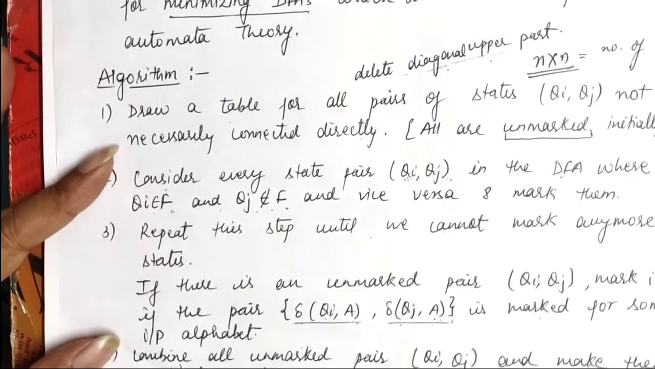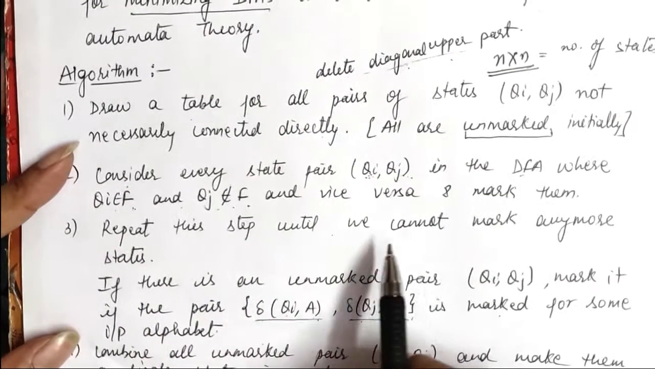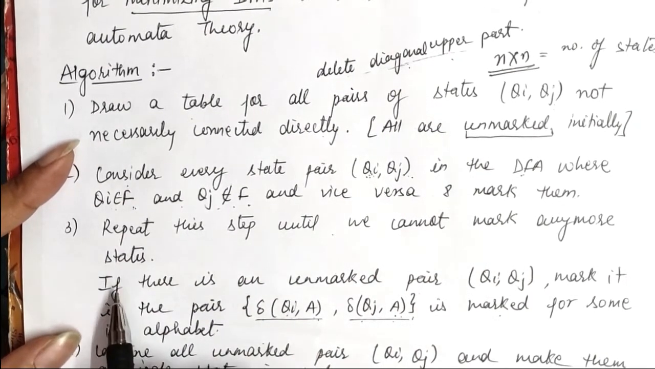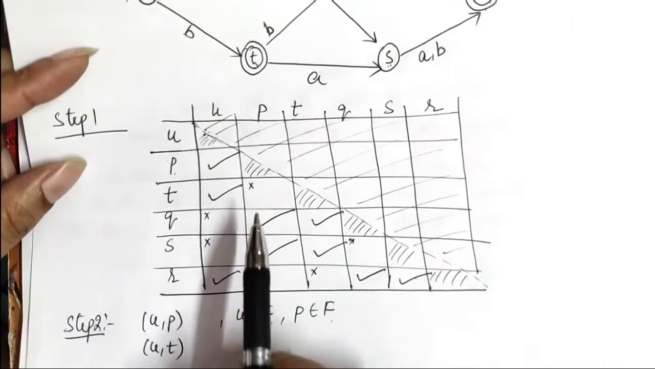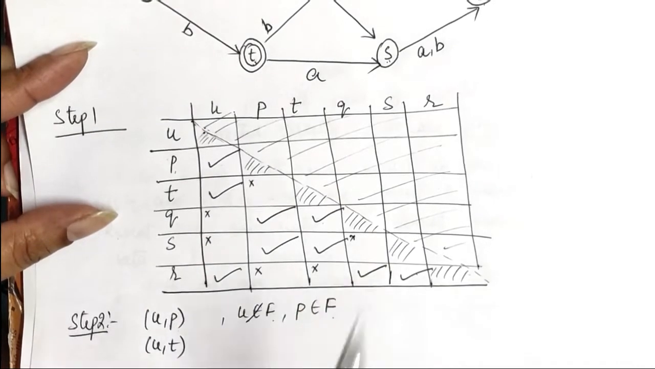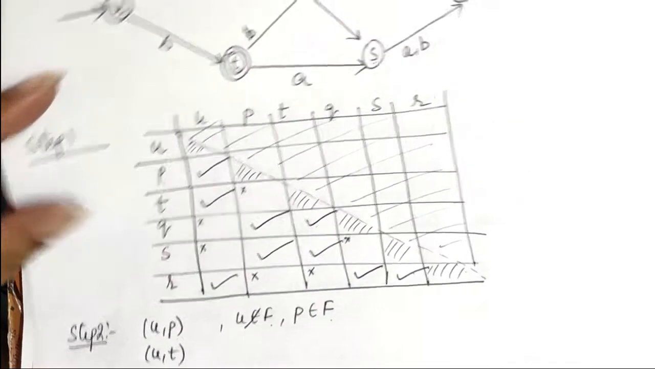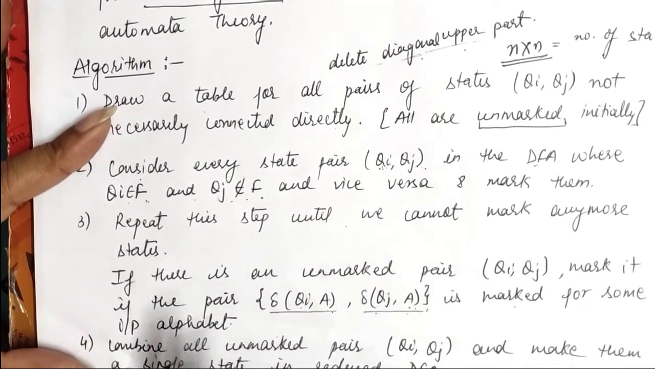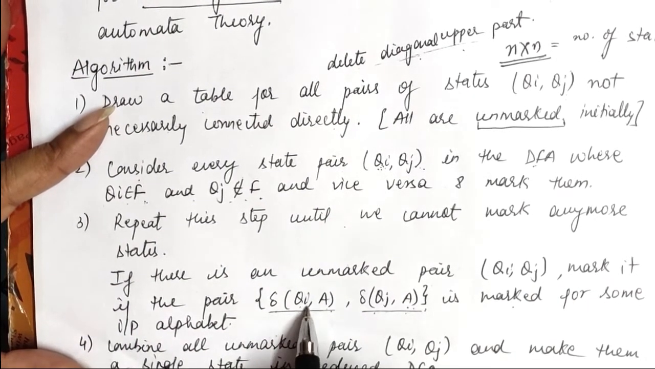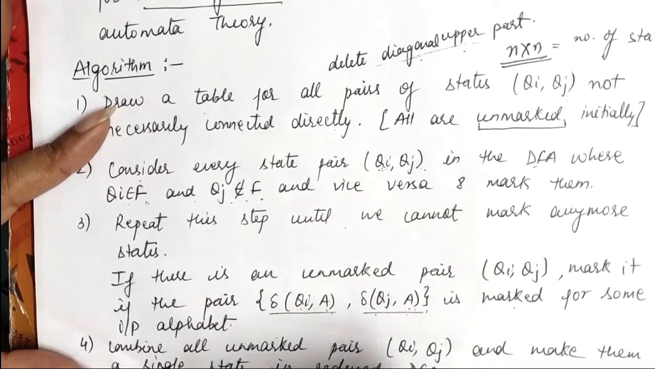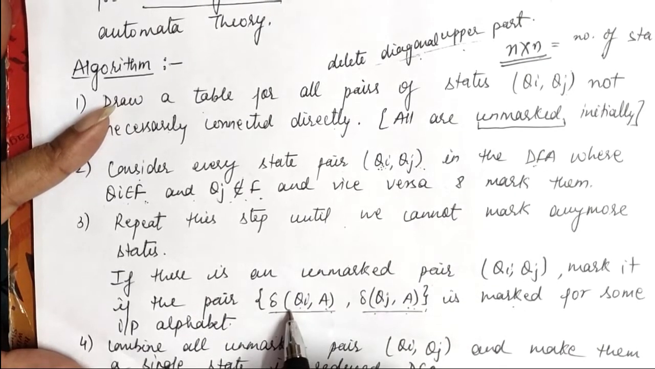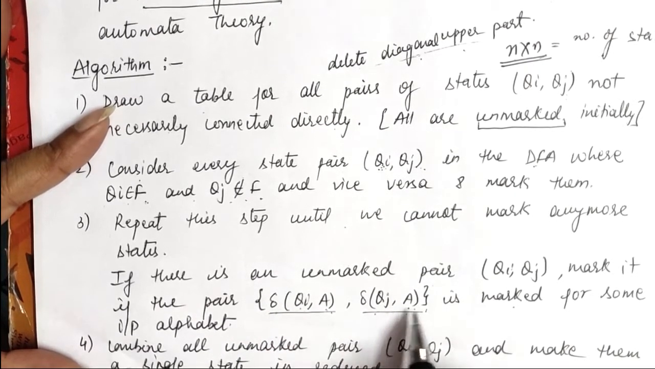Now what is step 3? Repeat this step until we cannot mark any more states, if there is an unmarked pair. Currently we have some cells which are unmarked, like this: 1, 2, 3, 4, 5, 6. So we have 6 cells which are unmarked. For that purpose we consider the transition function of Qi comma A, where A is the input. In our example, the inputs are small a and small b. So we find out the transition function of Qi comma A and Qj comma A and check whether that pair is marked in the table or not.